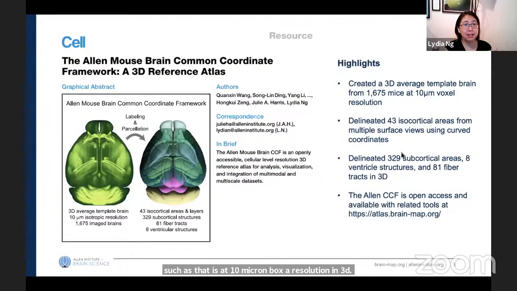After we constructed this brain, there was a 3-year effort by our anatomy team to annotate it. And to me, annotation is like adding existing knowledge from the neuroscience community into this framework. We ended up with 43 cortical areas, along with their layers, another 329 subcortical areas, and then also the ventricular structure and the fiber tracts, which is important to understanding the brain. Everything we made is open access and can be available through that link, atlas.brain-map.org.